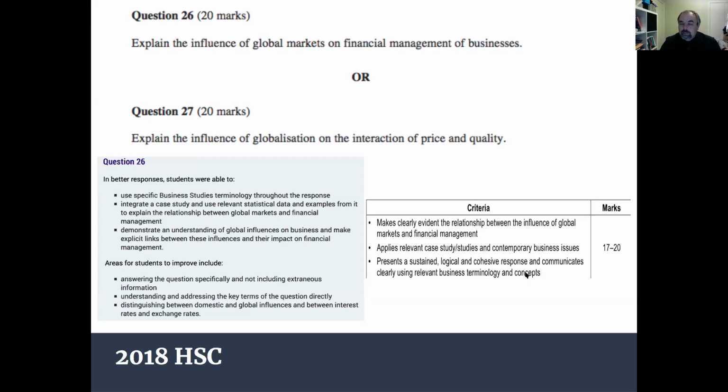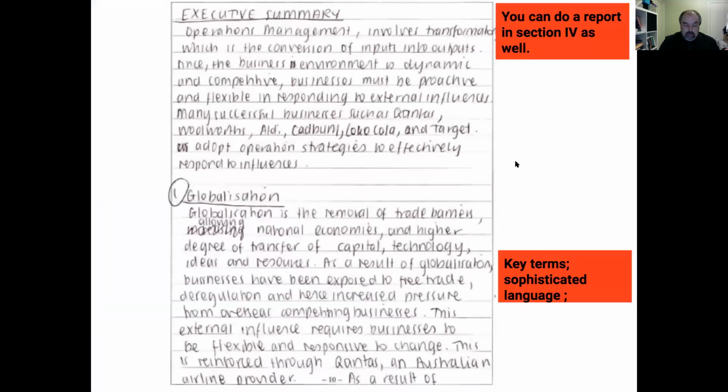So really, the only criteria that tends to change from year to year is the connection of the content. The content is always a given, and then it's the connection in the question that they're looking for. All right, so that's a look at that particular question. Just move on.